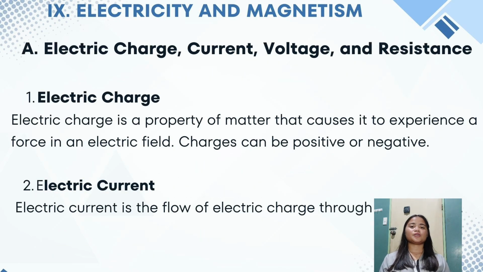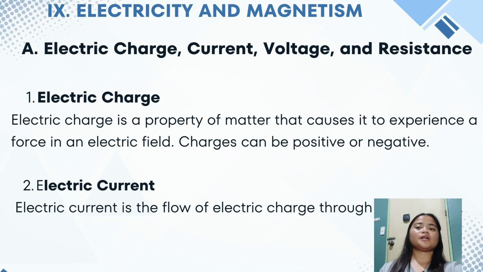Next is electric charge, current, voltage, and resistance. Electric charge is a property of matter that causes it to experience a force in an electric field. Charges can be positive or negative. Electric current is the flow of electric charge through a conductor.